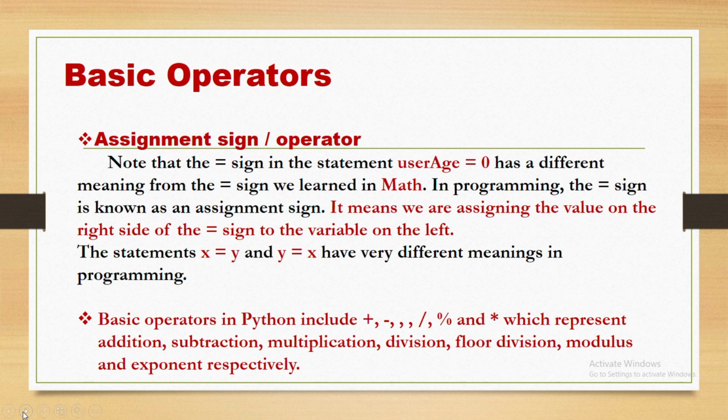Because in Python or in programming, the equal sign is called the assignment operator. It means it is used for us to be able to assign a particular value to a particular variable. So in programming, the equal sign is known as an assignment operator. It means we are assigning the value on the right side to the variable on the left side. And one thing we need to understand also is this, that the statement x equals y and y equals x have a different meaning in programming.